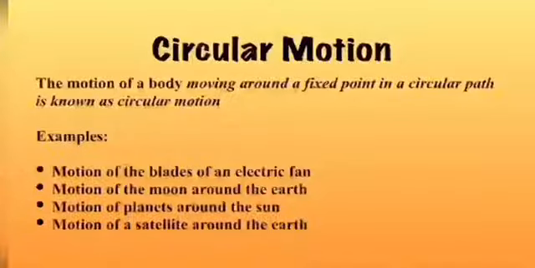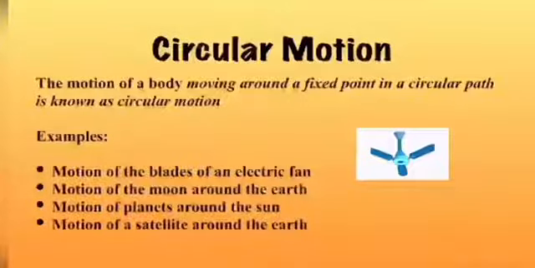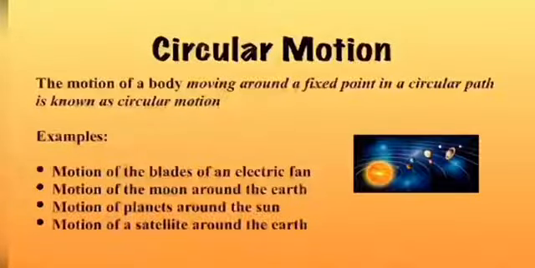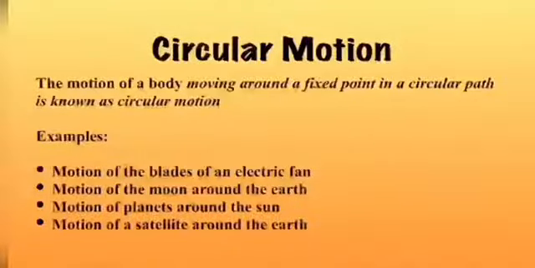The motion of a body moving around a fixed point in a circular path is known as circular motion. This thing we have also discussed in the earlier videos. In the first video also, we have discussed about the circular motion. So these are the various examples of circular motion: motion of the blades of an electric fan, motion of the moon around the earth, motion of planets around the sun, and motion of a satellite around the earth.